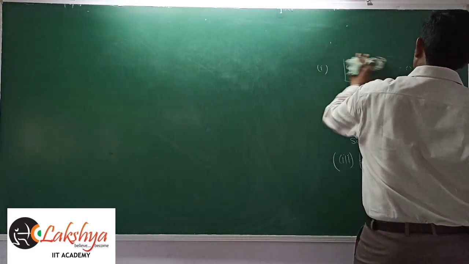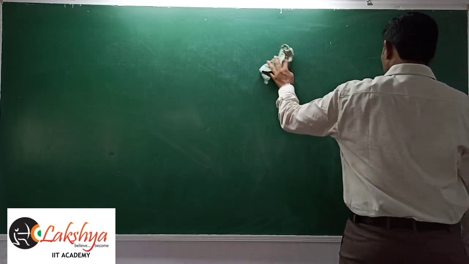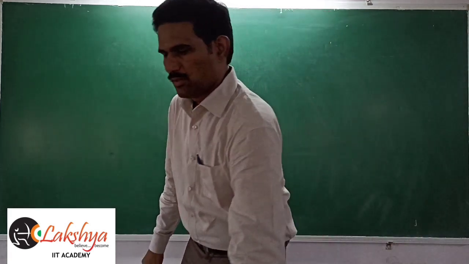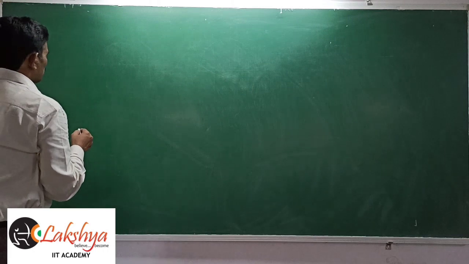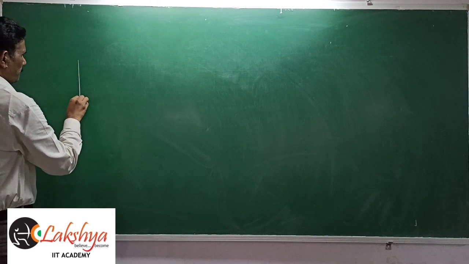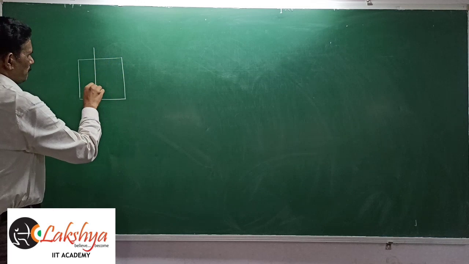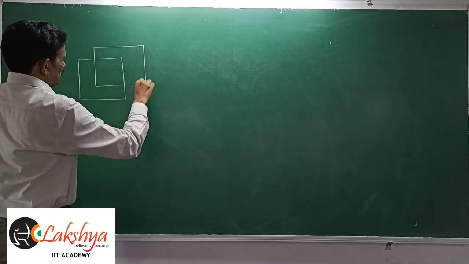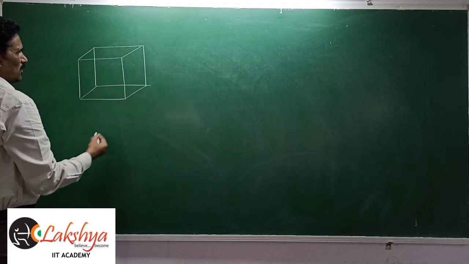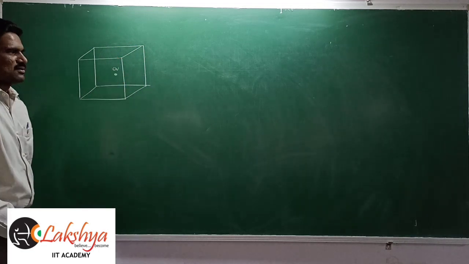Next let us see some simple examples based on this flux calculation. Next I will take this cube example. Let us take a cube of side L. A point charge Q is placed at the center. In this cube, different cases will be there.